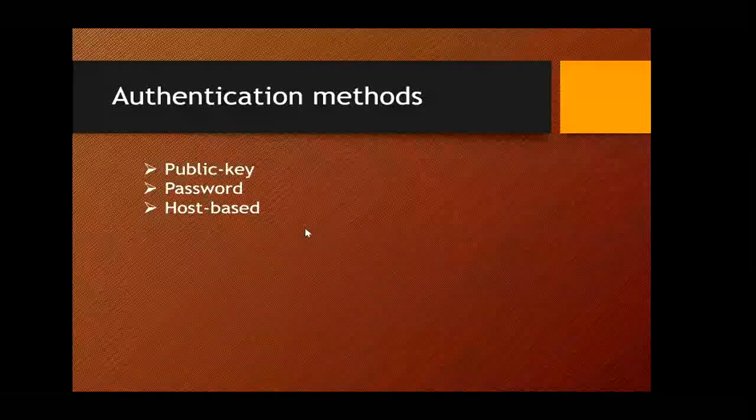So the SSH server will verify the identity of the client host, and then it will believe the host when it says that the user has already been authenticated on the client side. So these are the 3 authentication methods that we have: public key, password, and host based. That completes the user authentication protocol.